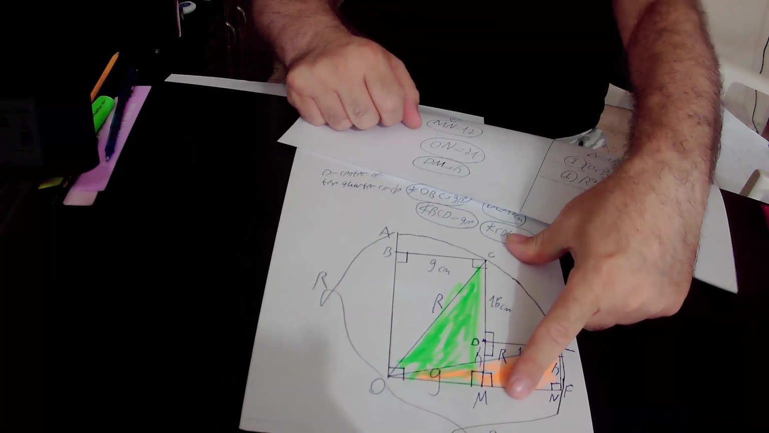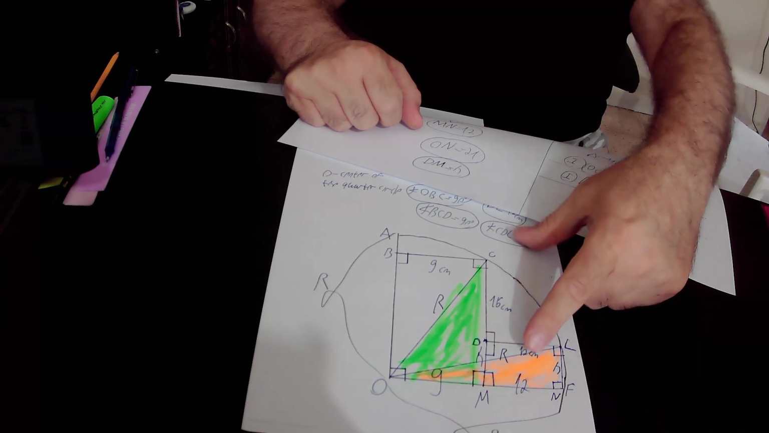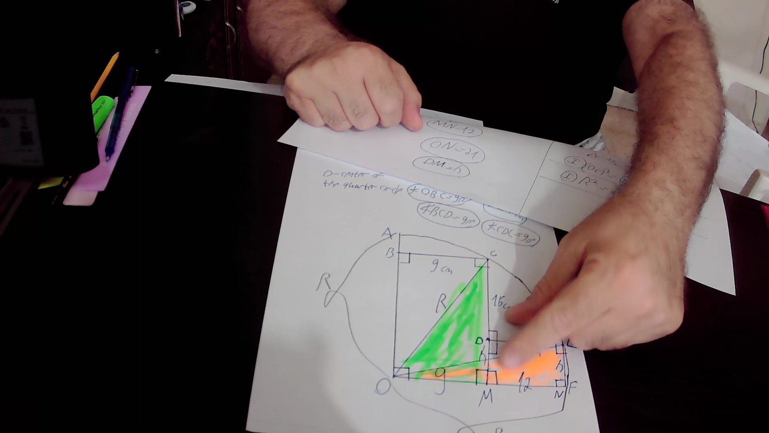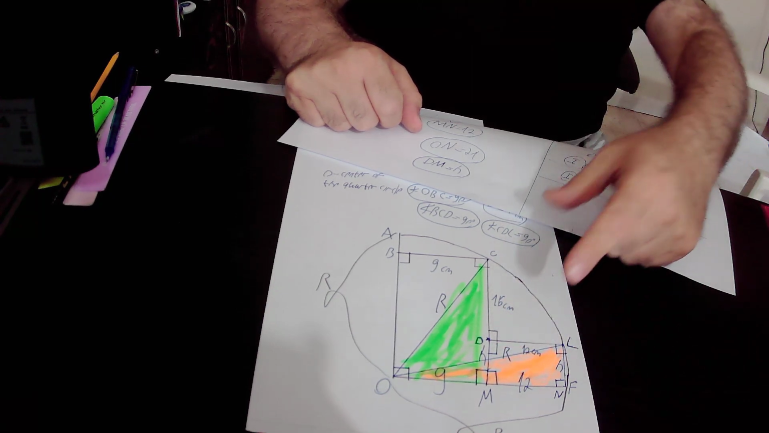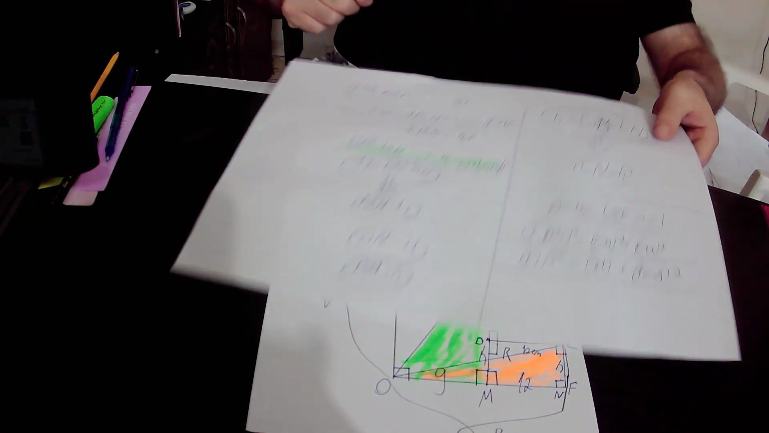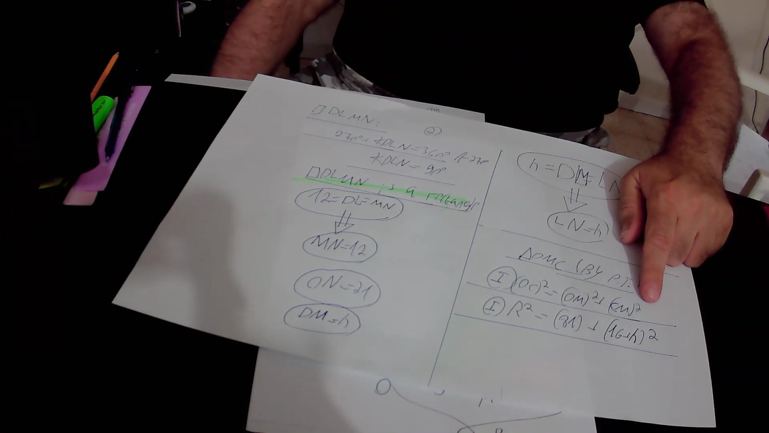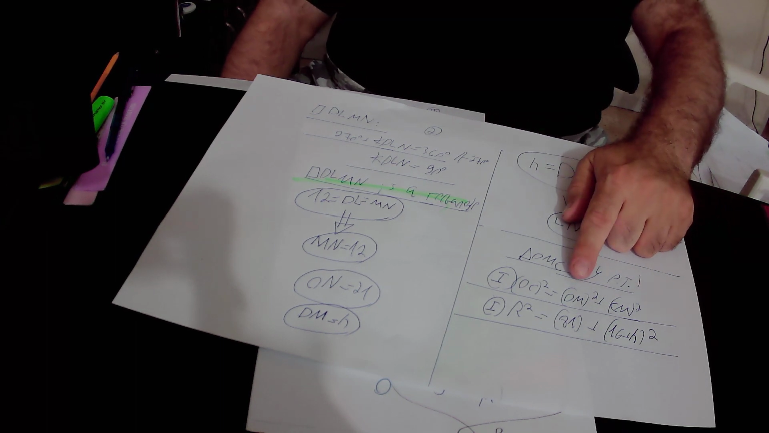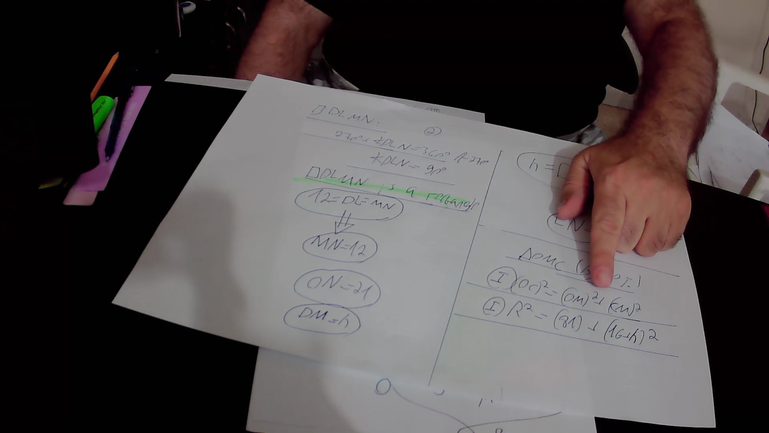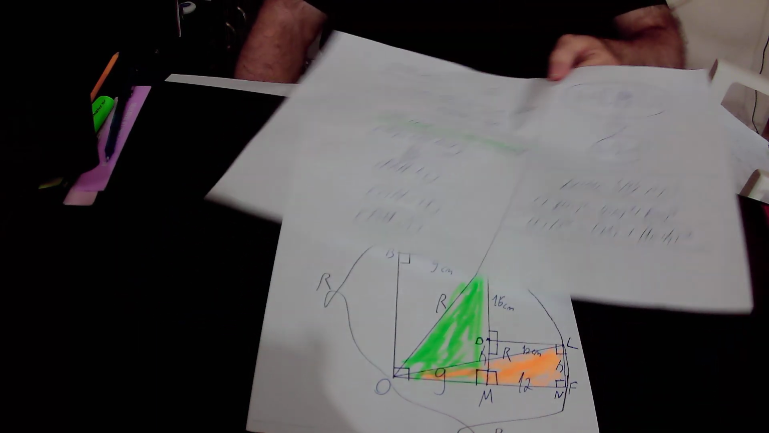From the drawing, it is very easy to see that CM equals CD plus DM. That is to say, CM equals CD, that is 16, plus DM, that is H. So CM equals 16 plus H, therefore CM square equals (16 plus H) square. In conclusion, according to equation number 1, R square equals 81 plus (16 plus H) square. Okay?